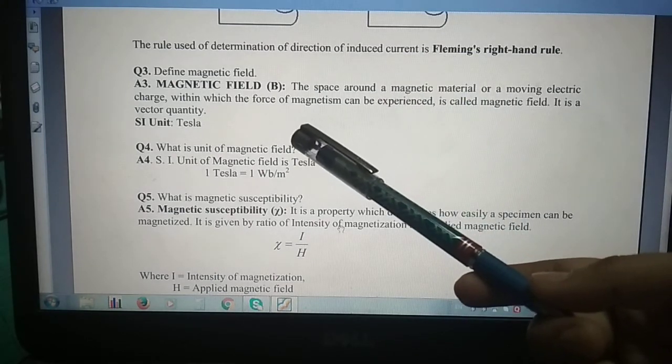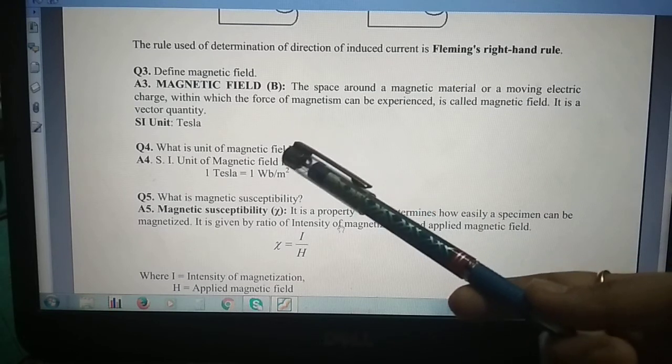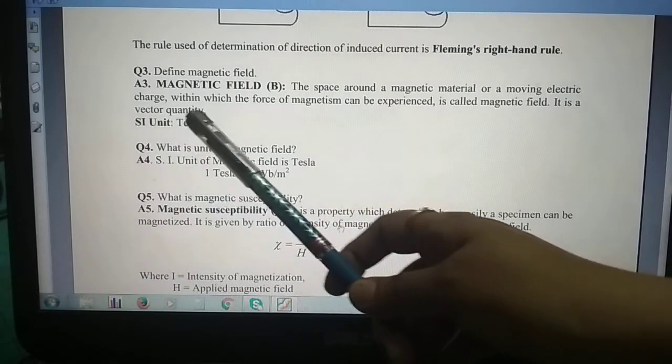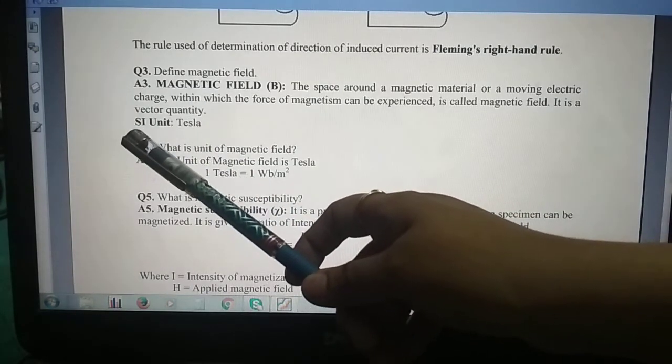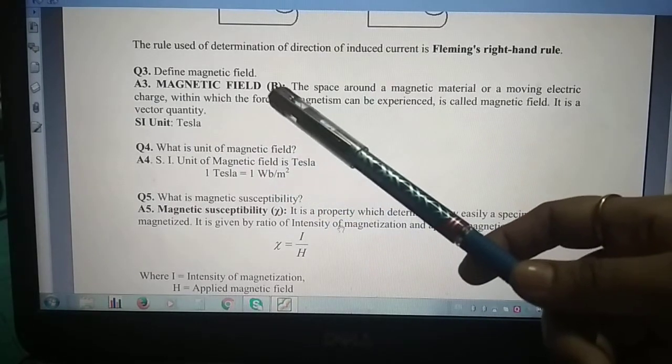As it is also direction specific, just as an electric field has a direction, a magnetic field also has a direction. So we will call it a vector quantity. And you should also remember that the SI unit of magnetic field is Tesla.